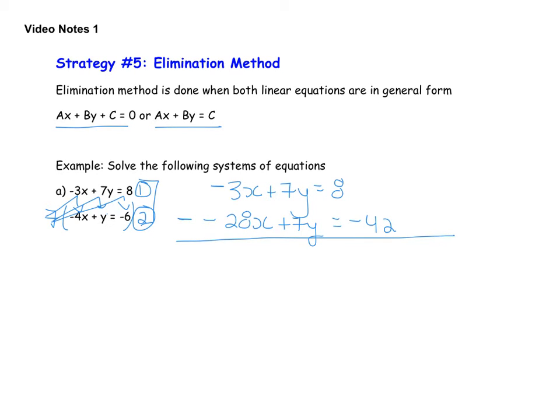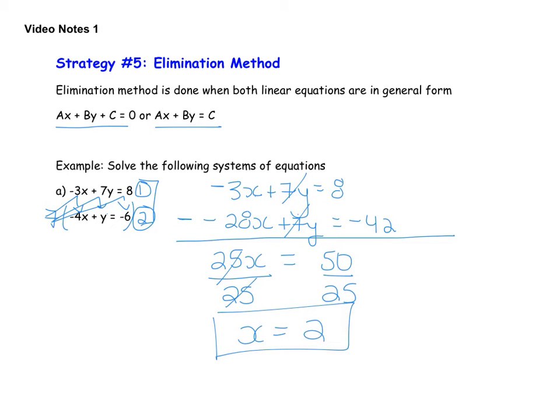But if I'm subtracting, I need to do it for every single part of the equation. So negative 3x minus negative 28 is going to give me an answer of 25x. 7 minus 7 gives me 0. 8 minus negative 42 gives me an answer of 50. So there's where the elimination in the elimination method comes in. You got rid of one of the variables. Now you're solving for the other one. We're solving for x. I want 1x, not 25 of them, so I need to divide by 25. And what I do to one side, I have to do to both. So x is going to be equal to 2.